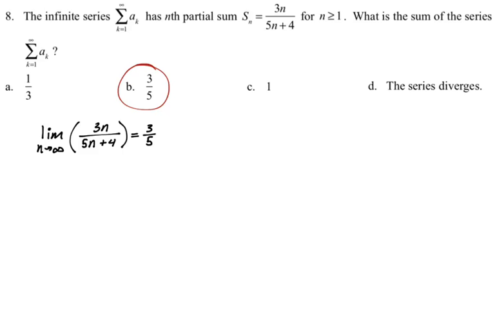If this limit was infinite, then the series would diverge. I don't know how you would get 1 or 1/3 out of this. I guess maybe you could get 1 if you thought you had to ratio test it. That would be really weird. But I don't know where you're getting 1/3. So anyway, that's my answer, and let's move on.